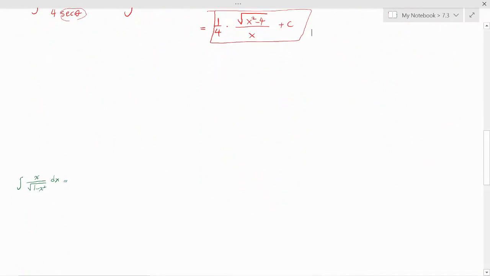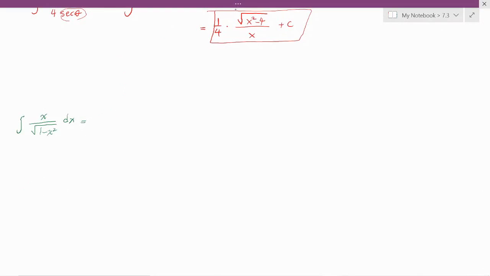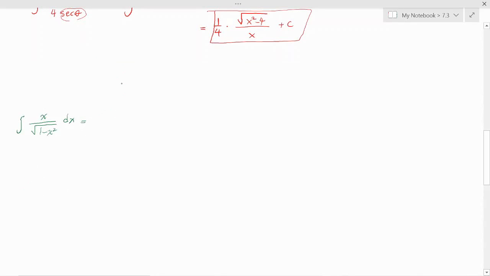Okay, here's another example. Maybe shift this up a bit. The question is, find the integral of x divided by square root of 1 minus x squared dx. What would be the choice of substitution? I want to show you something about this question.